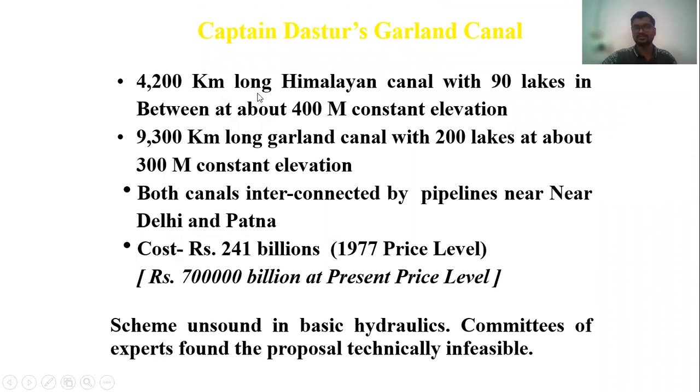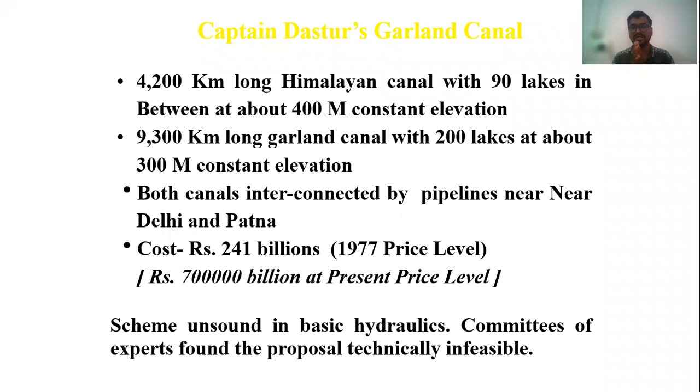According to his scheme, there was a 4,200 kilometer long canal in the Himalayan terrain and on it about 90 small lakes, reservoirs, in between at about 400 meter constant elevation. With a 400 meter elevation, he had proposed a 4,200 kilometer long canal. 9,300 kilometer long Garland Canal with 200 lakes at about 300 meters constant elevation. He has proposed the Garland Canal.